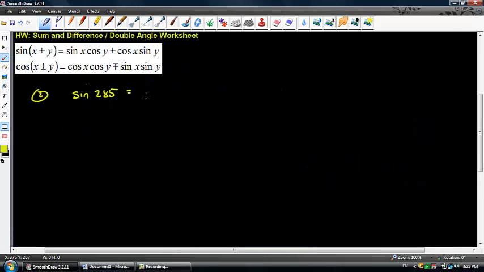Alright, if we look at sine of 285 degrees, again, we've got to break this up to make it into some angles that we already know. So I'm going to go ahead and make this sine of, say, 225 plus 60. In case you guys don't know, 225 is the 45-degree angle in quadrant 3. And then we should know sine of 60 degrees.